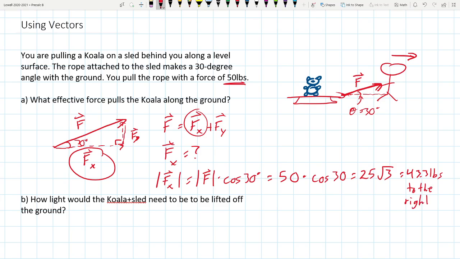Or I guess if you drew your vector backwards, you could have drawn it to the left, I suppose. But the important part is that it's horizontal, parallel to the ground. Okay.